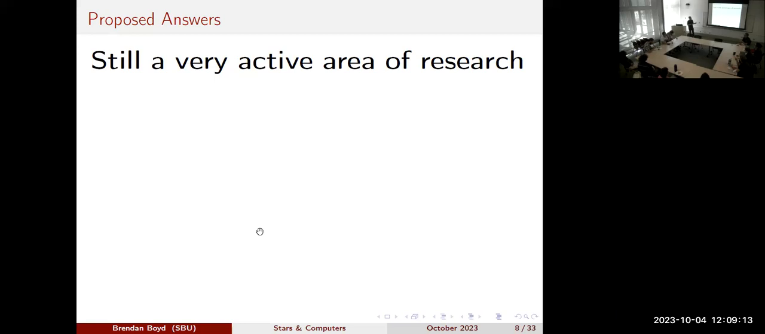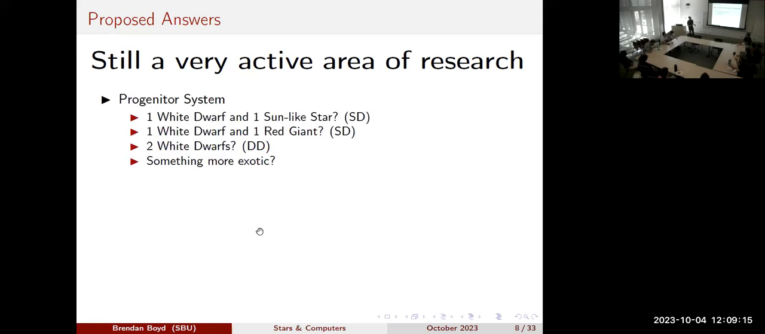But to break this problem into two parts, we can first think of what is the system that this is coming from. We call this the progenitor system. So we have one white dwarf, we're pretty sure about that. But is it orbiting around another sun-like star, a more massive star, like one of those red giants? Is it two white dwarfs orbiting around each other? Or maybe even something more exotic?